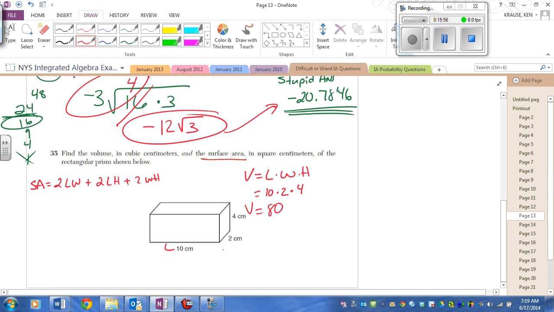You know, call this the length, call this the width, call this the height. Plug them in. But I'm just going to do this. This is 8, and there's 2 of those, so that's 16. The front, which is 4 by 10, is 40, and there's 2 of those, so that's 80. And the top, which is 10 by 2, is 20, and there's 2 of those, so that's 40. So that's 120, 136. So those are 2 answers. Surface area equals 136, and volume is equal to 80.